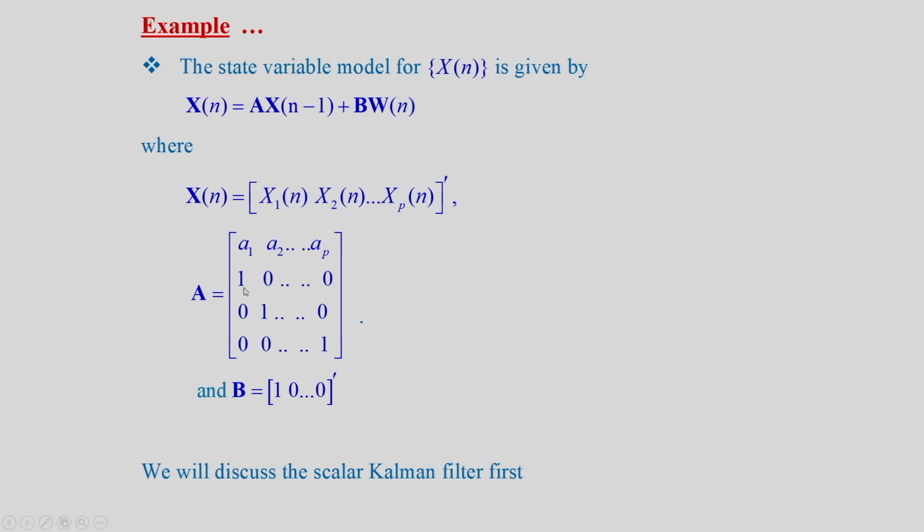And similarly, from the other representation of the states, that is x2(n) is equal to x1(n minus 1), like that. So, this relationship we are writing by giving 1 in the corresponding position. That way this is the A matrix and this is the B matrix. This type of model will be used in the vector Kalman filter, but first we will discuss the scalar Kalman filter.